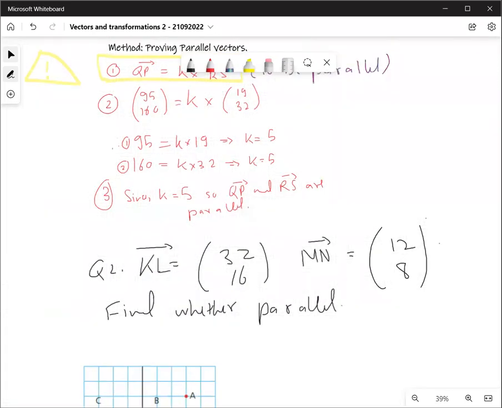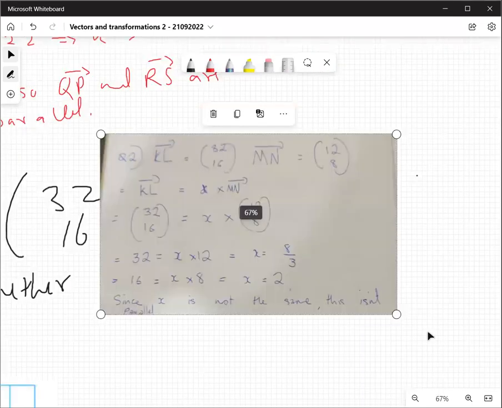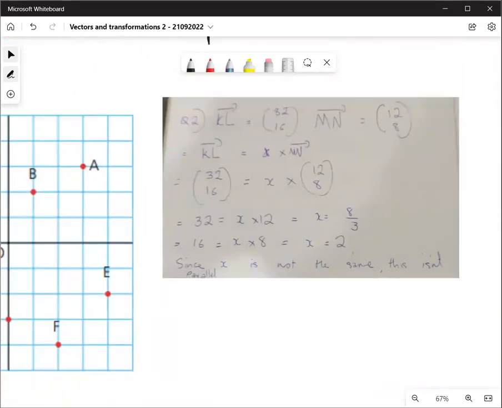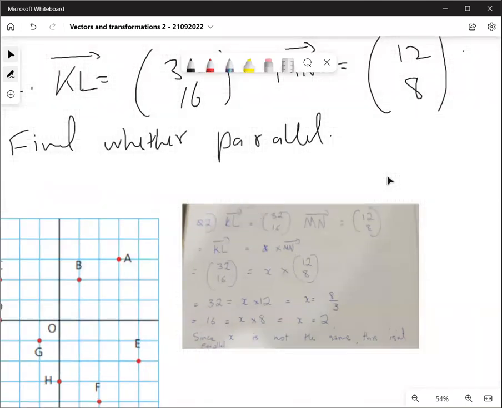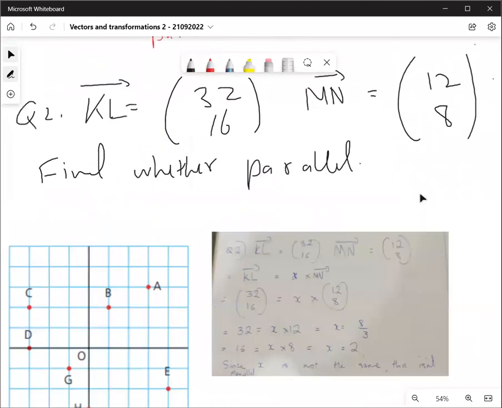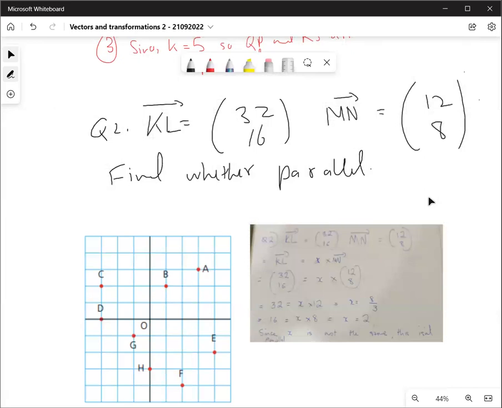Share progress. Okay, I don't understand this because it's a decimal. Is it okay, can it be parallel or not with a decimal?